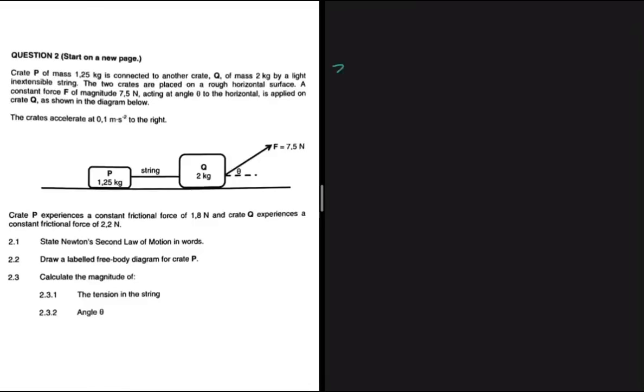The first question, 2.1, asks us to state Newton's second law of motion in words. I'm definitely not going to do that.